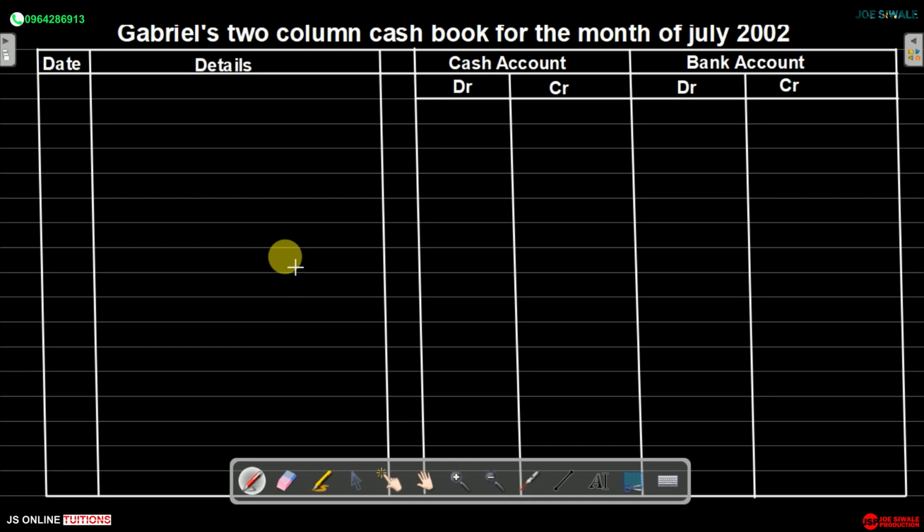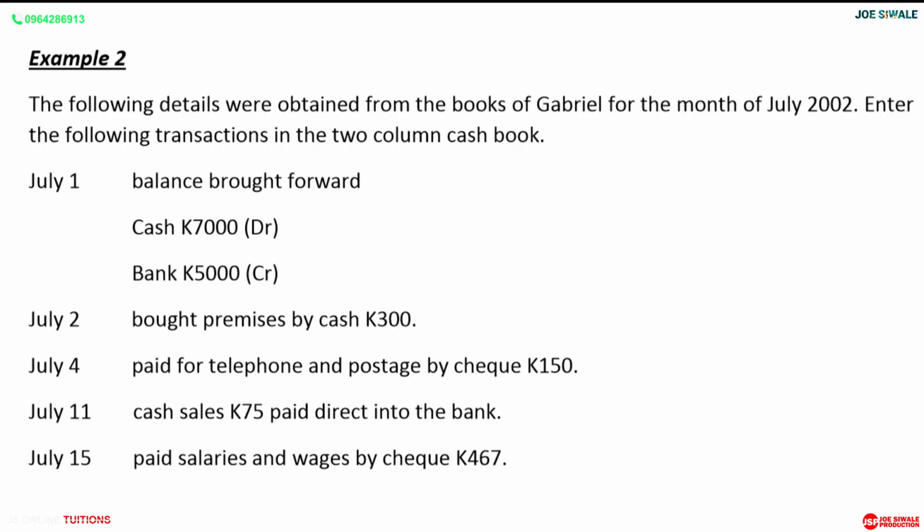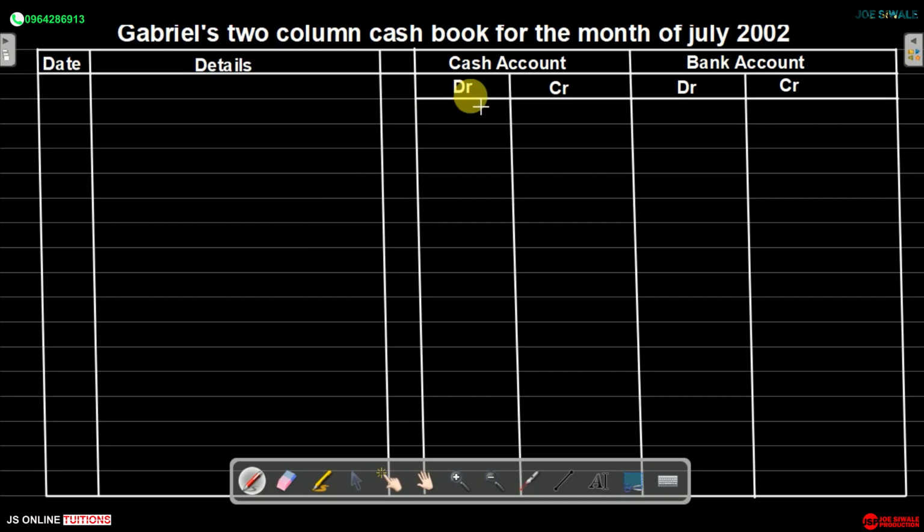So we'll start by recording the first transaction, which occurred on the 1st of July. And it reads, balance brought forward, we have cash amounting to 7,000 on the debit side, and we have bank amounting to 5,000 on the credit side. And we know that the amounts that we are recording are in kwacha, so we're going to put our currency. And the year that we are using is 2002. So we have the first transaction, which occurred on the 1st of July.